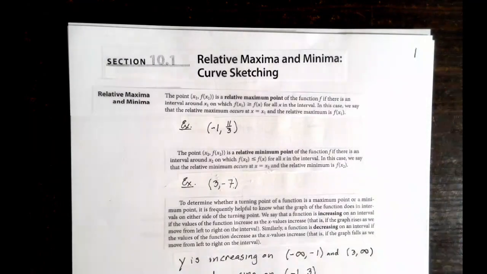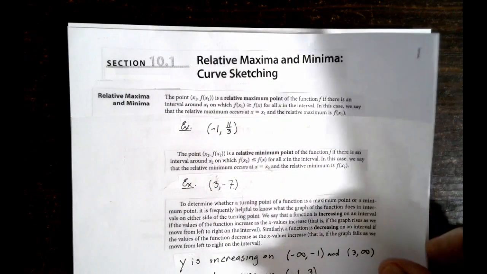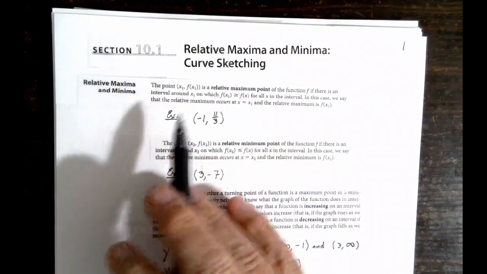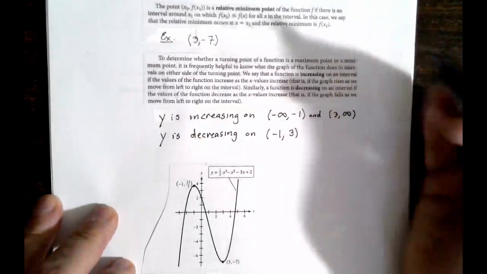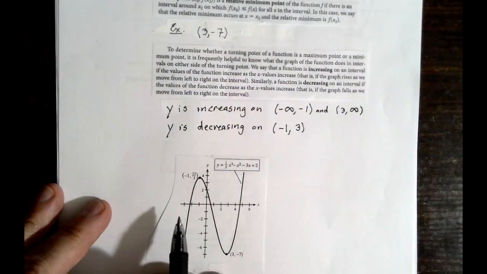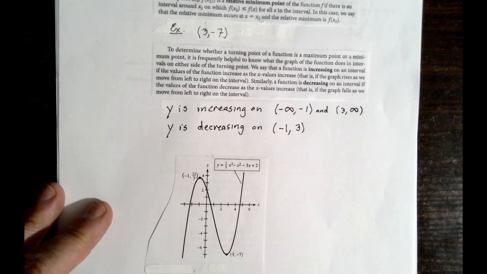All right, in section 10.1, we talk about relating relative maxima and minima and curve sketching. So, if you're talking about a relative maximum or relative minimum, it's different than a global maximum or global minimum. Global max or min means it's the highest point everywhere. Global minimum means it's the lowest point everywhere.